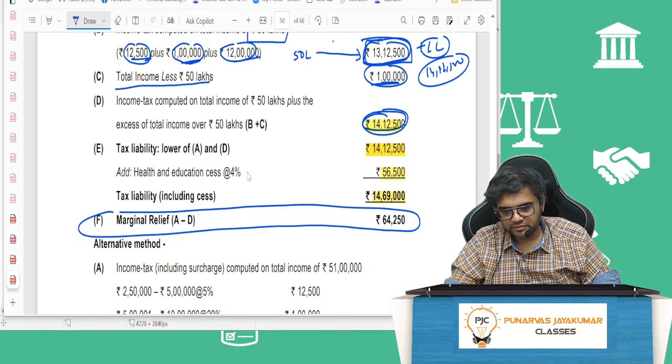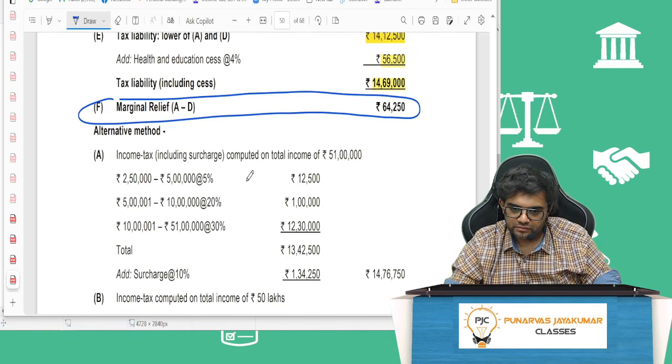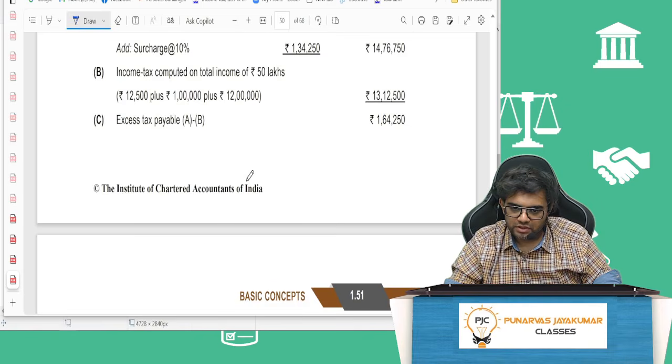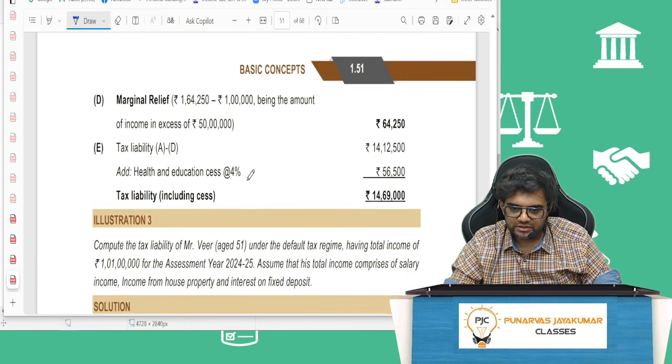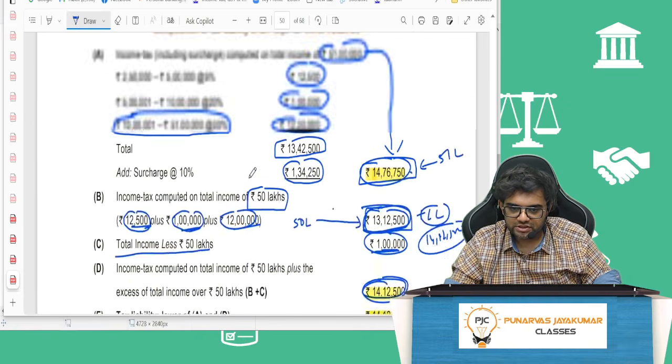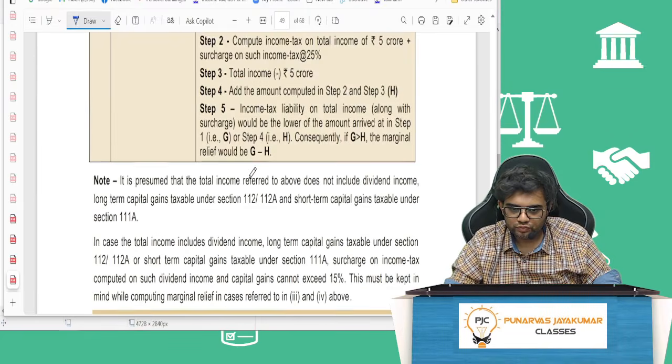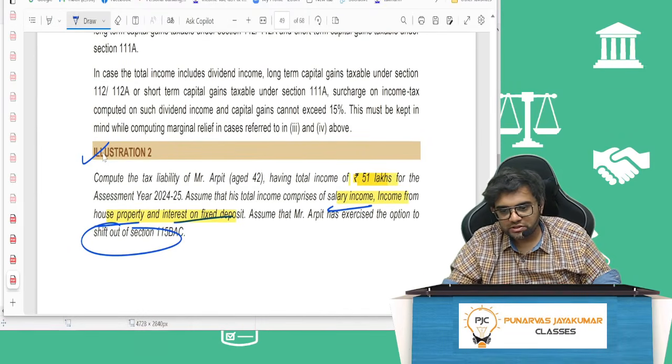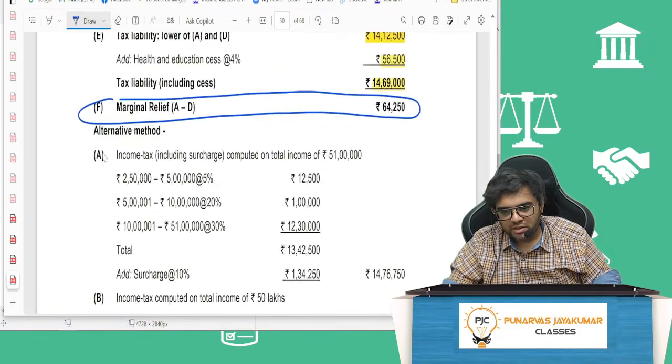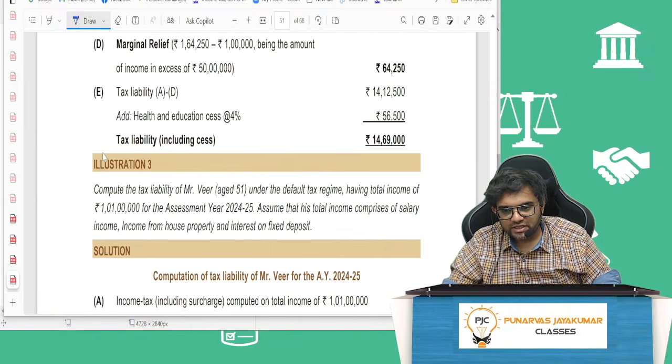That's fair. No problem. Correct. This alternate method is useless. Leave it. Simply creates confusion. So this is illustration 2. This method is only easy. Very simple.